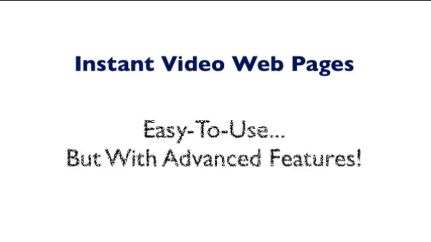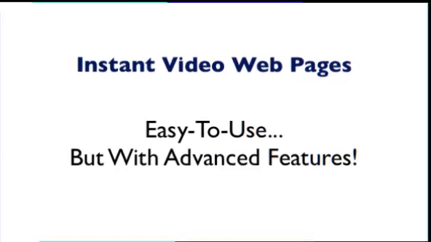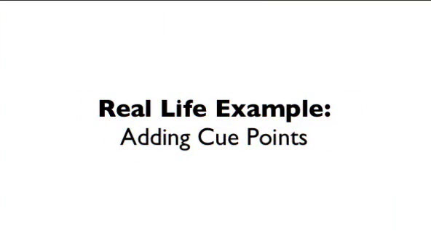So the steps needed to get your video page online are: step 1, upload your video; step 2, fill in the blanks; and there is no step 3. As you saw from that demo, it really is super easy, but there are some advanced features that'll blow you away. One called cue points allows you to specify certain actions to happen at specified times during the video. Let's switch over again and see exactly what that looks like.